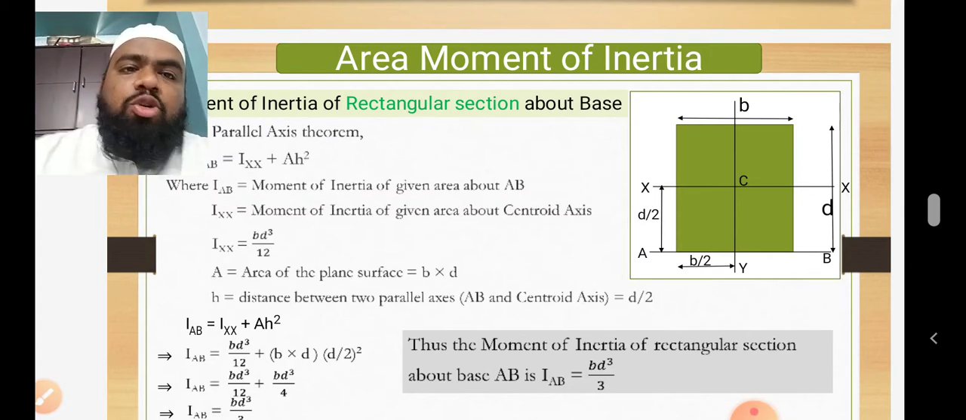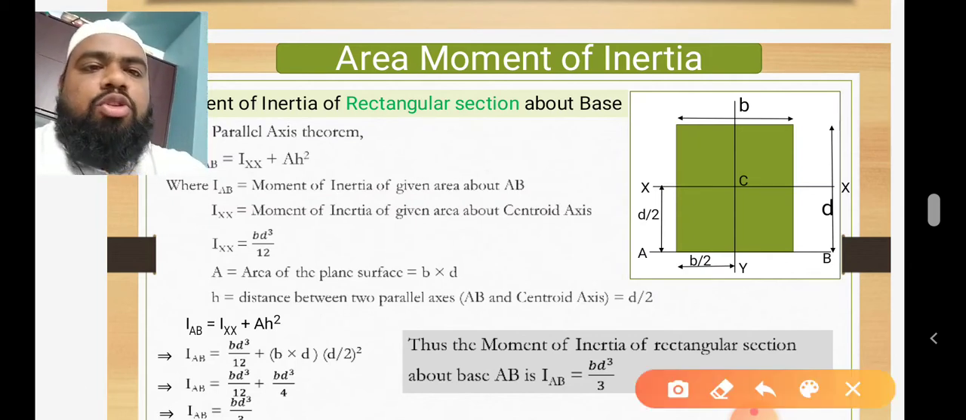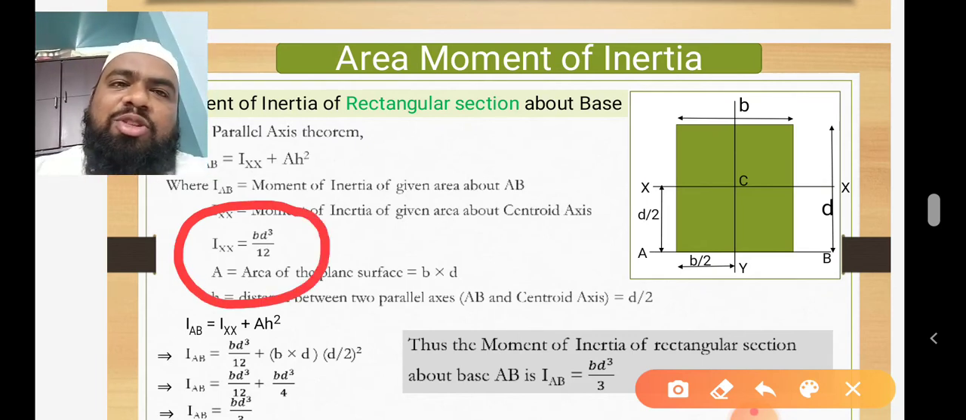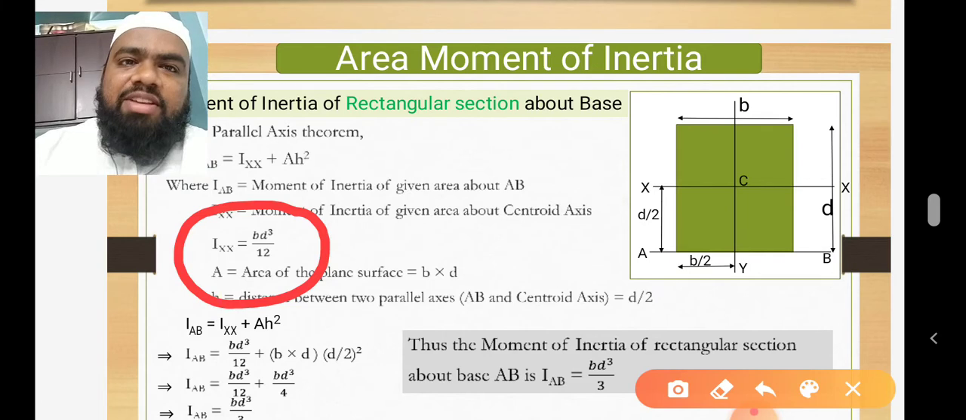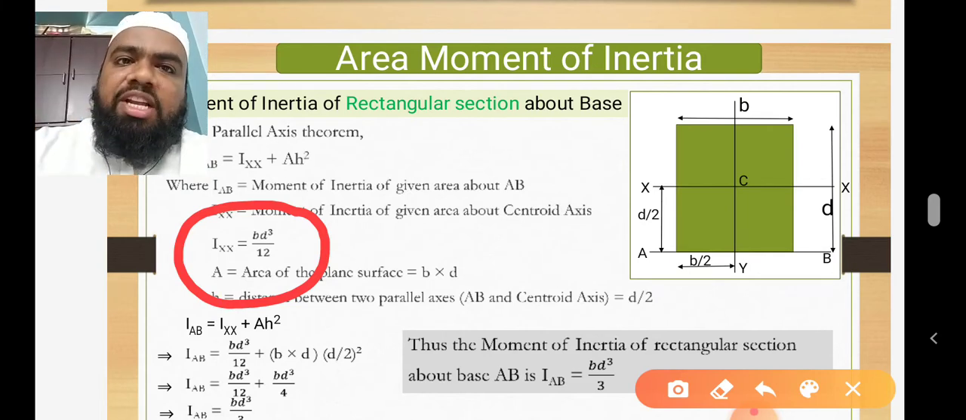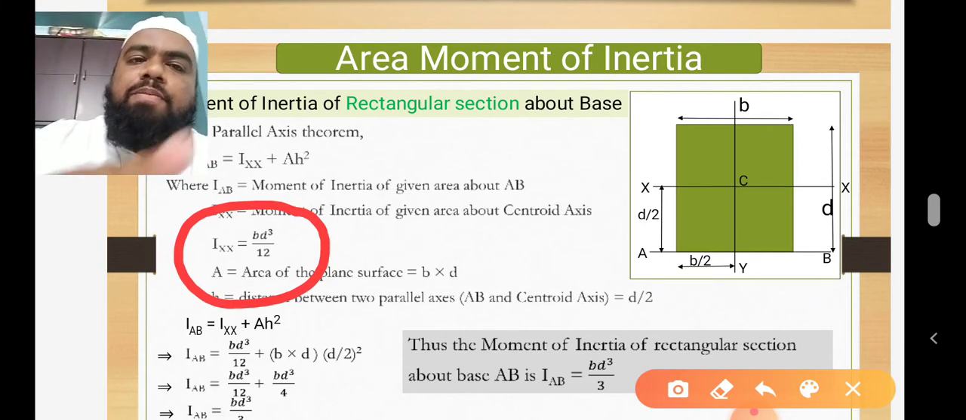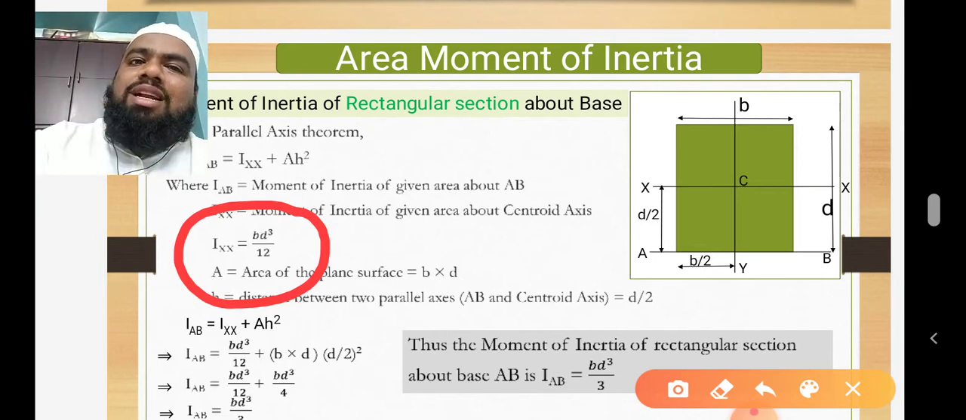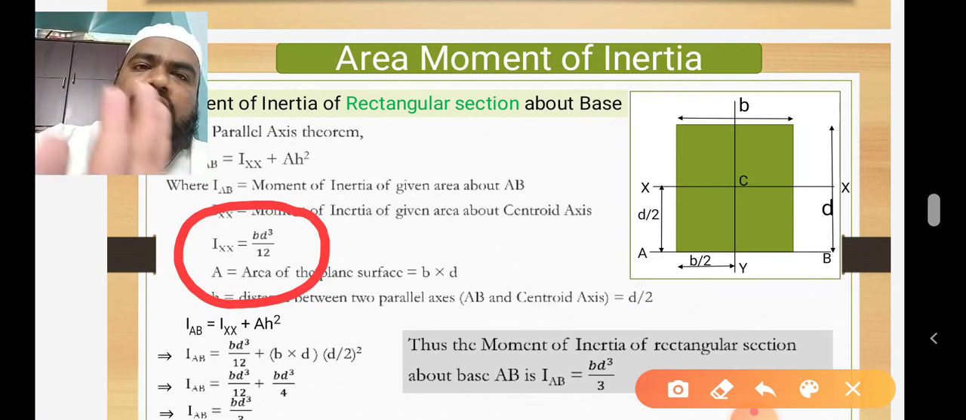Now IXX is equal to b d cube by 12. This is compulsory. So what is this, IXX equal to b d cube by 12? In the previous class, in the previous problem, we have proved this. Moment of inertia of a rectangular section about its centroidal x-axis will be equal to b d cube by 12. We have just proved it.